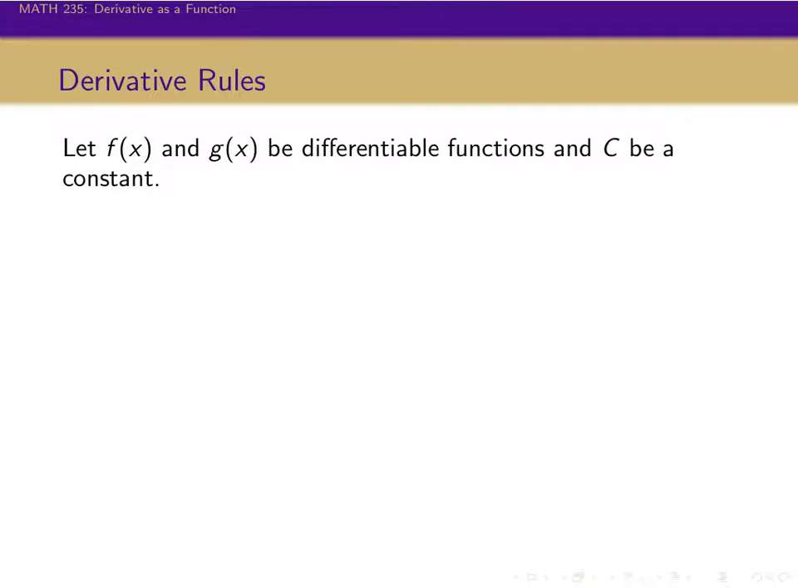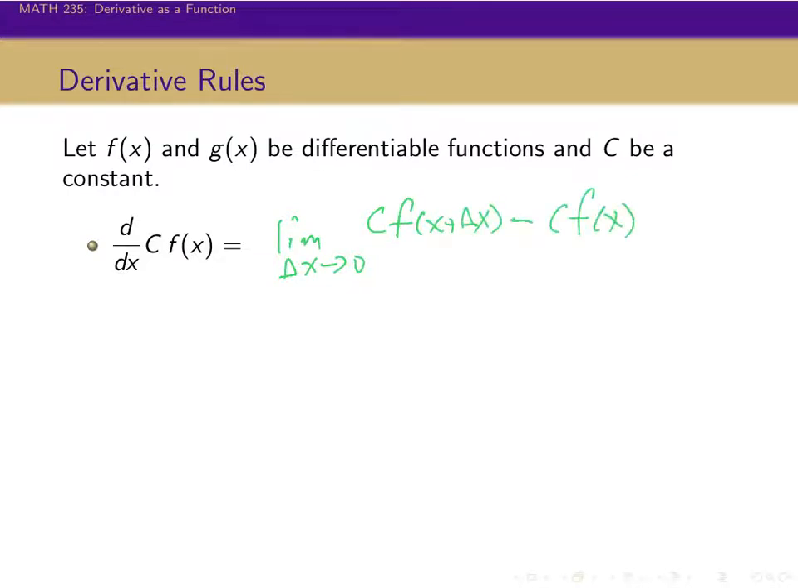Okay, so let's let f of x and g of x be differentiable functions. These are functions where the derivative exists, and we're going to let c be a constant. What happens if we take the derivative of c times f of x? Let's plug this into the limit formula. We take the limit as delta x goes to 0 of, if I plug in x plus delta x, c times f of x plus delta x minus c times f of x, all over delta x.